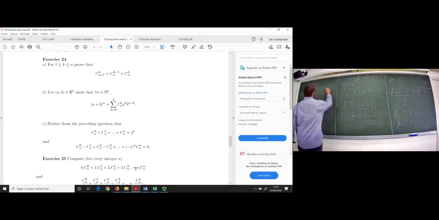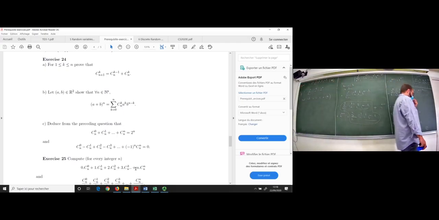If I denote by star this relation, I say that here, just take A equal B equal to 1 in the relation star, and you have exactly the result. Sum of the C(n,k), that is equal to what? 1 plus 1 to the power n, that is 2 to the power n. The sum of the C(n,k) is equal to 2 to the power n. Just a basic application of what I have proved previously.